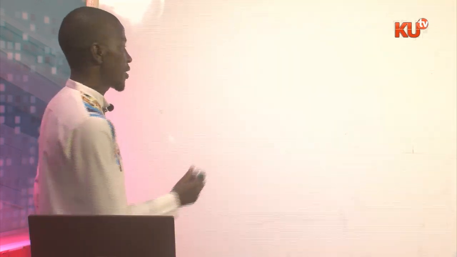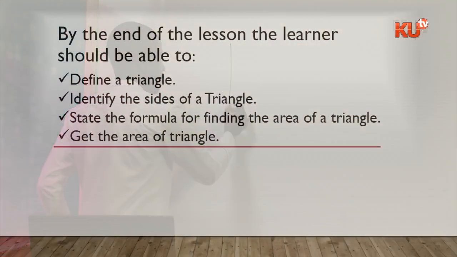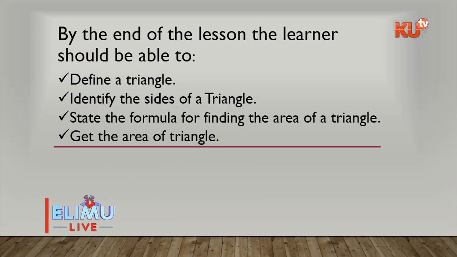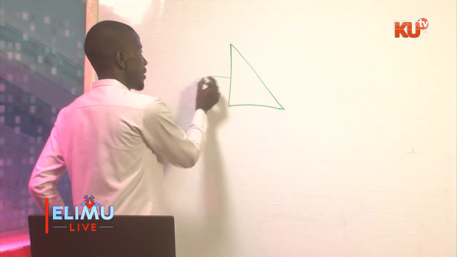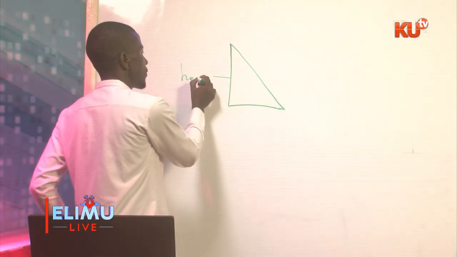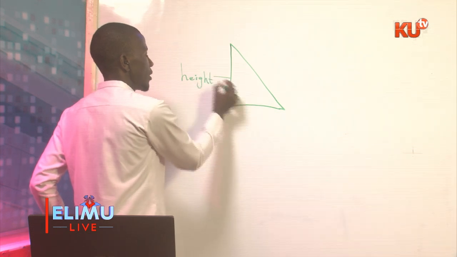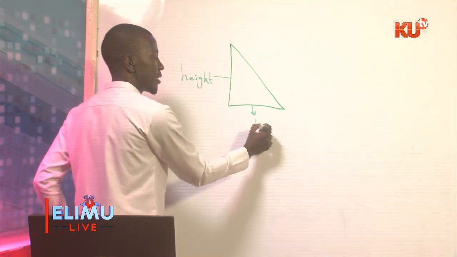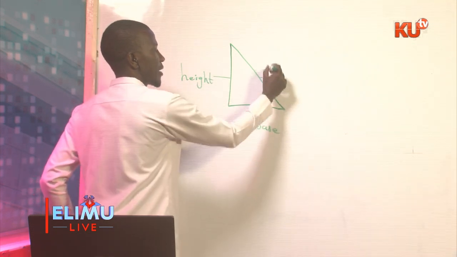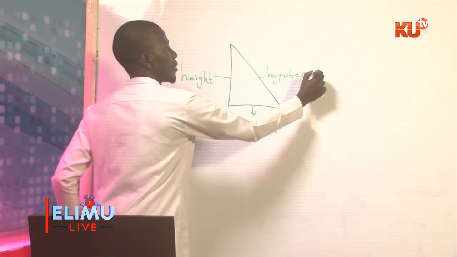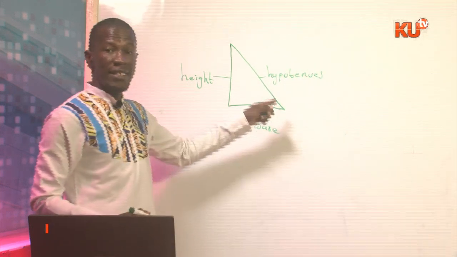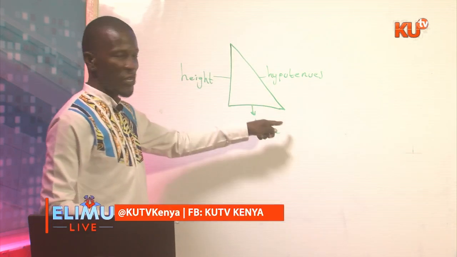So this is how a triangle looks like. This one is the right triangle. Now this side, this is our height. This is our base. And this is our hypotenuse. The longest side is the hypotenuse.